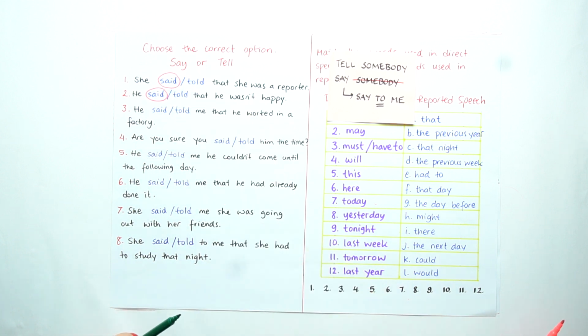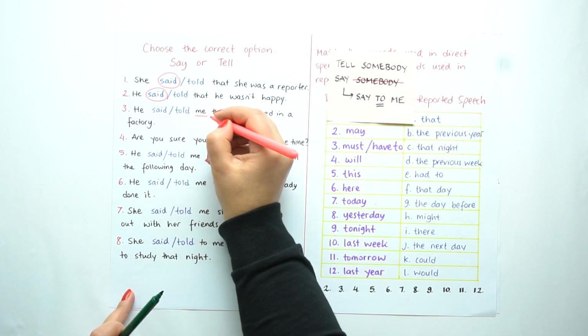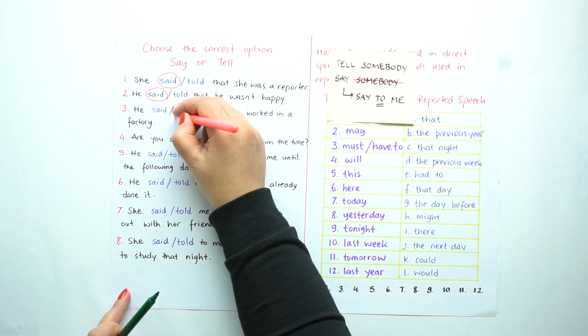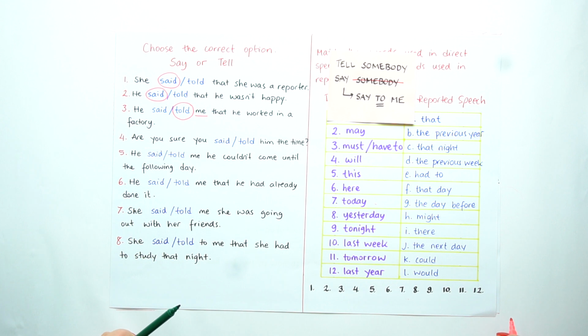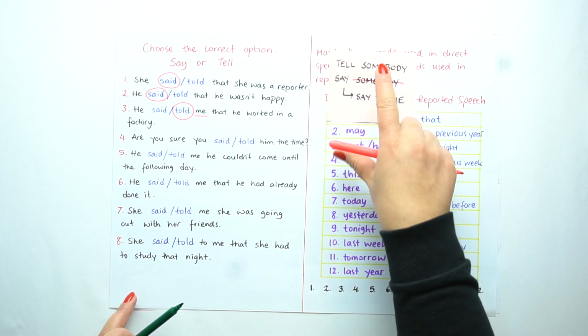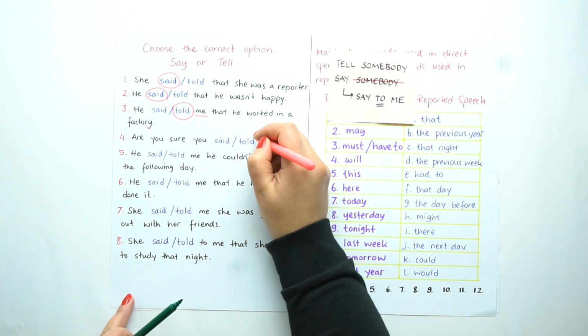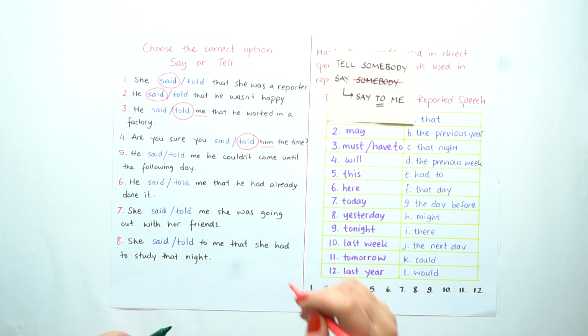He said or told me that he worked in a factory. Look, we have somebody here. It is me, right? So, the answer is told. Are you sure you said told him the time? Look, do we have somebody here? Yes. So the answer is told. He said or told me he couldn't come until the following day.